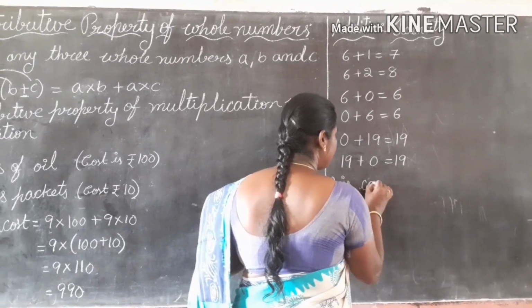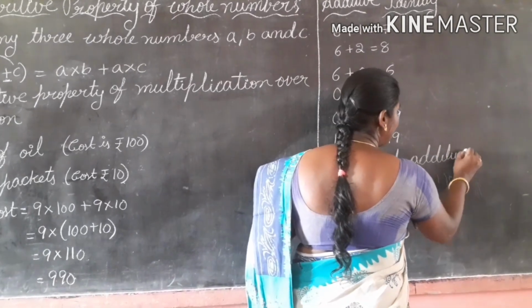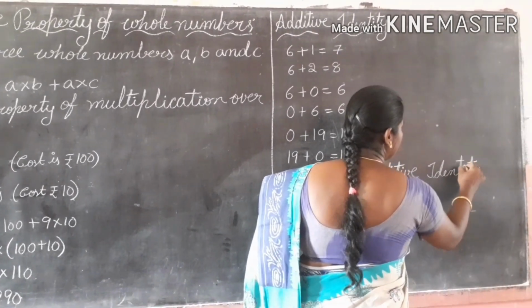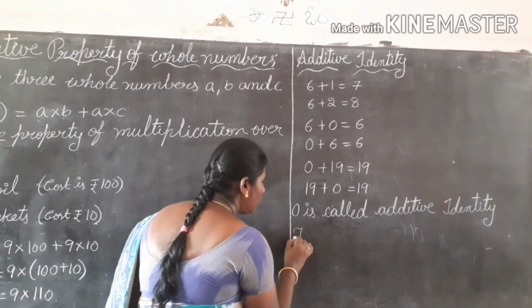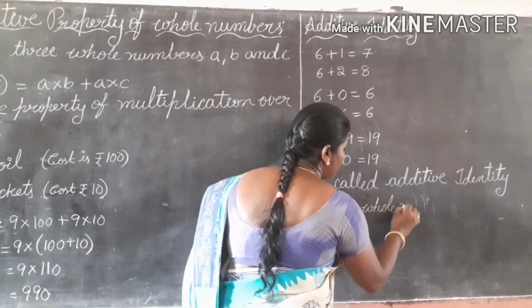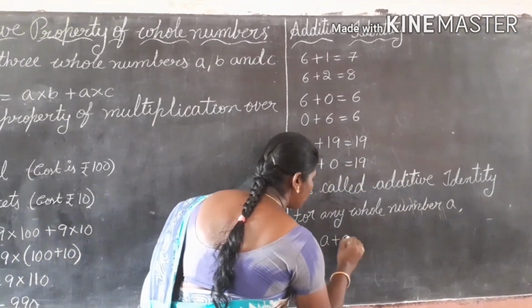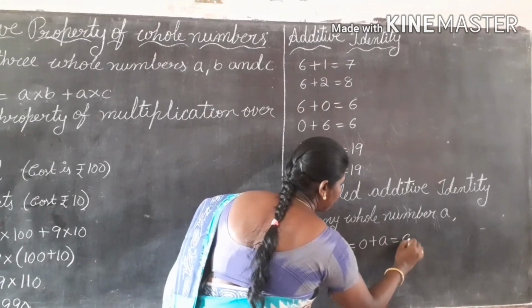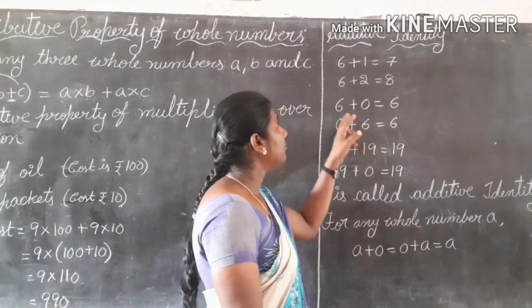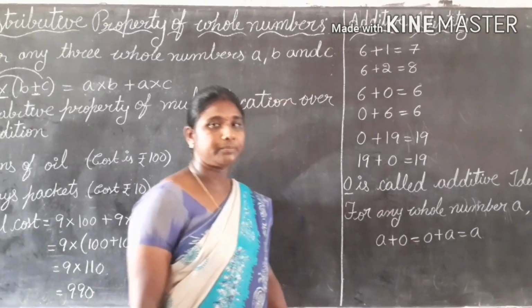For any whole number A, A plus 0 is equal to 0 plus A is equal to A. So, what is additive identity? 0. 0 is called additive identity.